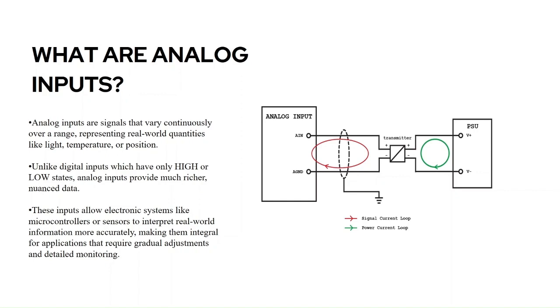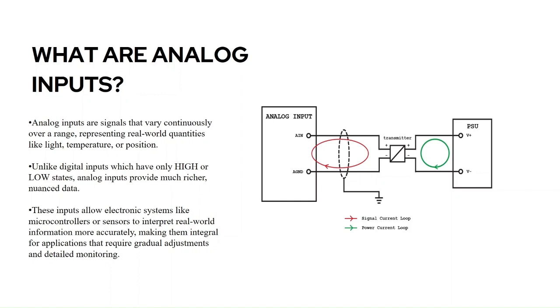What are analog inputs? Analog inputs are signals that vary continuously over a range, representing real-world quantities like light, temperature, or position. Unlike digital inputs, which only have two values, high or low states, analog inputs provide a much richer and more nuanced set of data to analyze quantities. These inputs allow electronic systems like microcontrollers or sensors to interpret real-world information more accurately, making them integral for applications that require gradual adjustments and detailed monitoring.